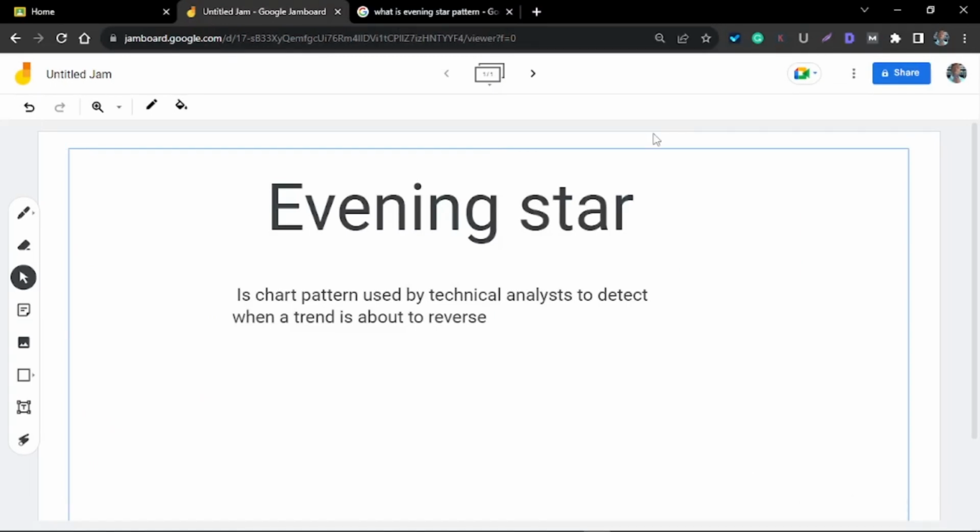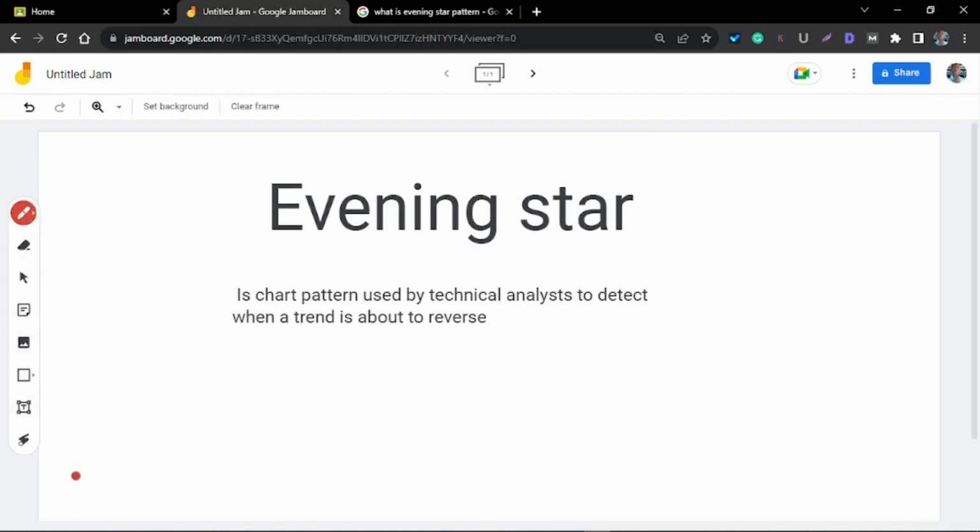The second one here is called the evening star. The evening star is a chart pattern used by technical analysts to detect when a trend is about to reverse. When we're talking about trend reversal, for example, you are trading a market and the market keeps going upwards, upwards, upwards. Then it gets to a particular point where it can no longer go above, and it has no option but to reverse. However, this doesn't happen at every reversal point.